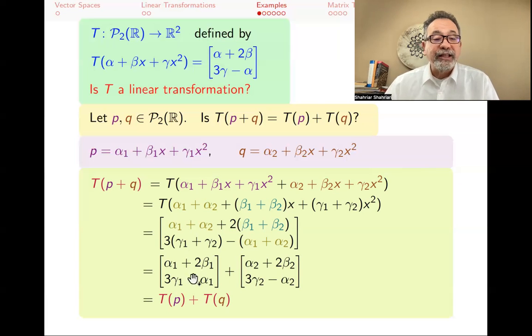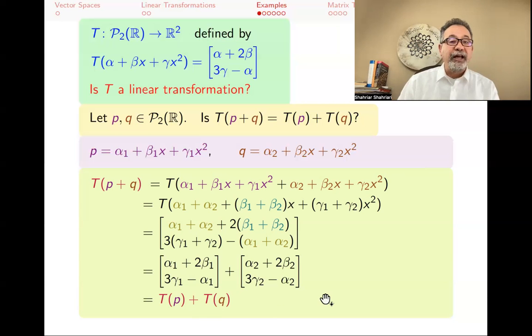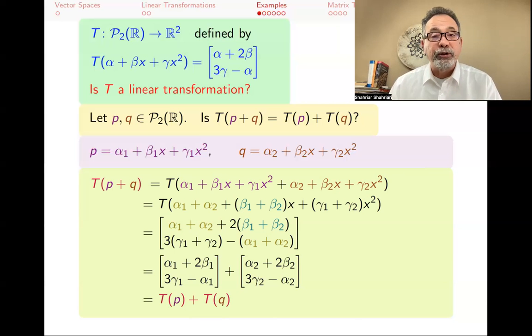But now I notice that this first term is actually T of P, and the second term is T of Q. So I proved that T of P plus Q is T of P plus T of Q. I'm not quite done. I have to prove the same thing for scalar multiplication. It's going to be similar. You could skip the next little part of the video if you like, or you can go through with me.